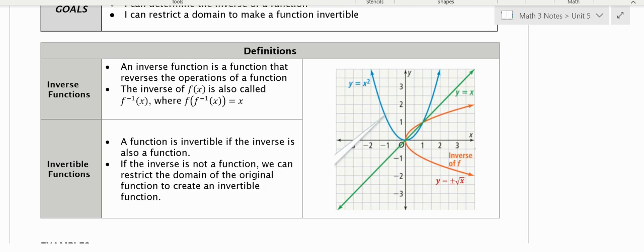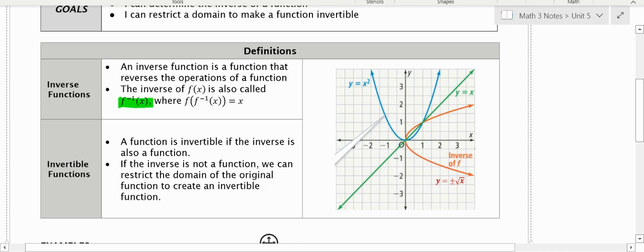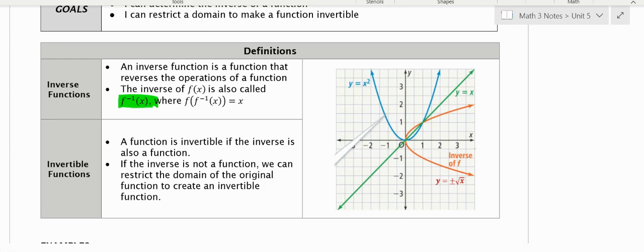So an inverse function is a function that reverses the operations. So we use our notation f of negative 1. And so if I do f of negative 1 of x, that's going to just give me x. We're going to find that when we work with our square root functions, so specifically our square roots and our quadratics. Again, those are the ones that are U-shaped.